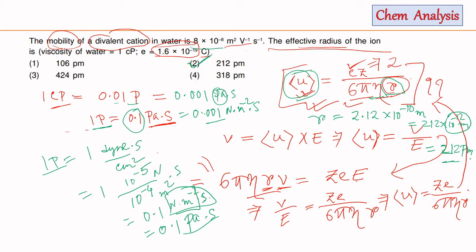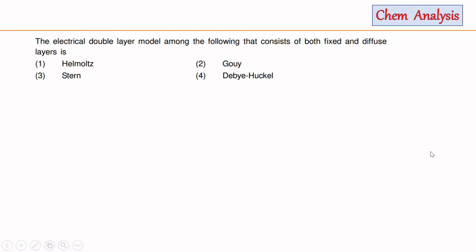So here I have discussed all the things, that how we can reach this, the relation between ionic mobility and effective radius of an ion. So now see the next question, and this is a question from electrical double layer. You have to tell the electrical double layer model among the following that consists of both fixed and diffuse layer.